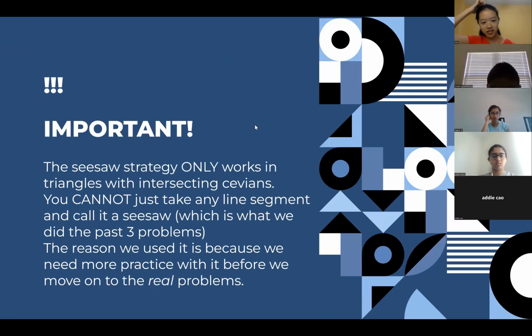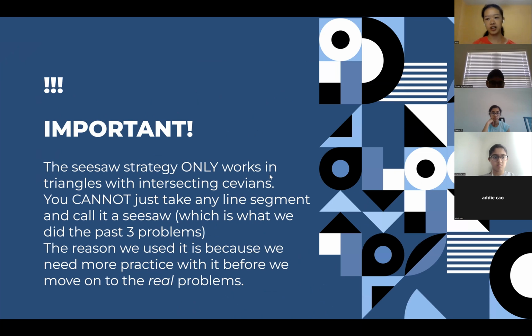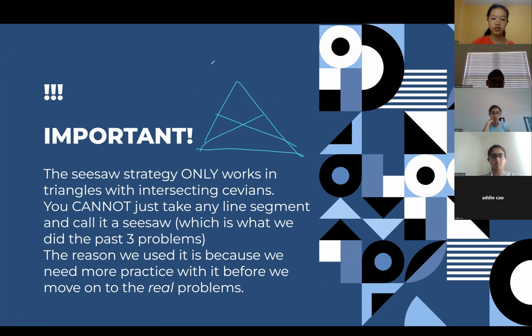One important thing I want to point out is that right now, all you've been seeing in these problems is a single line segment. Normally, you can't use mass point geometry on a single line segment. You can only use it when you have a triangle with intersecting Cevians. The reason we used it on a single line segment for the past 3 problems was just to get the hang of the seesaw thing.